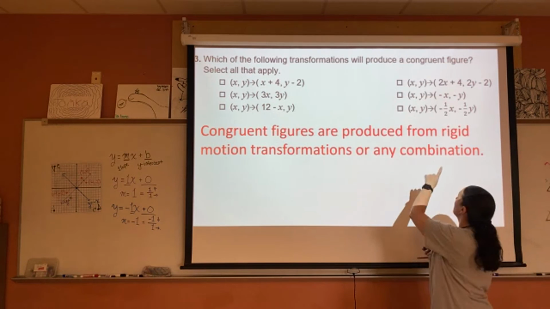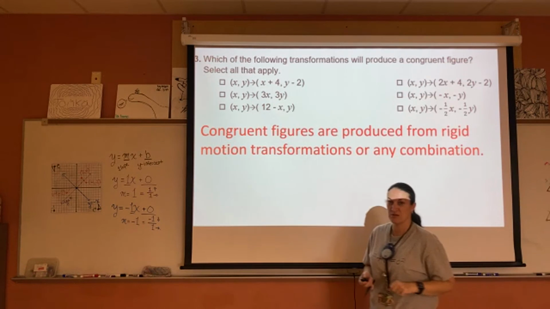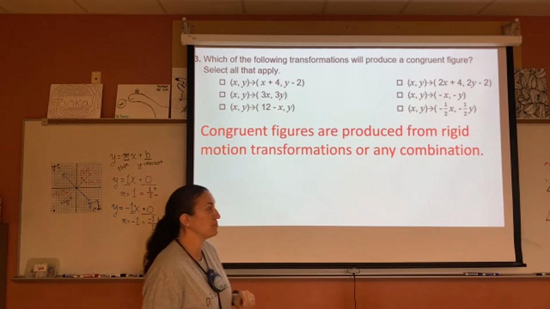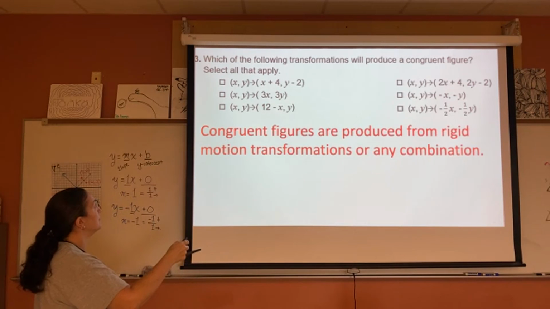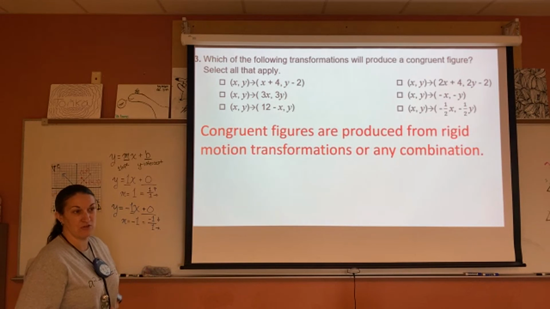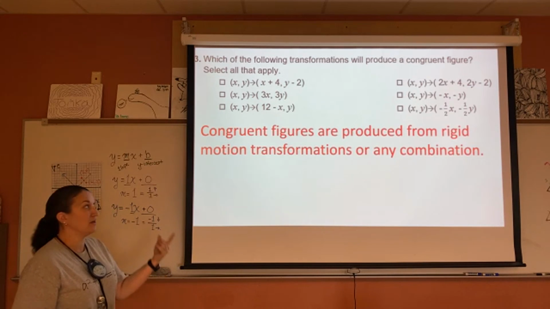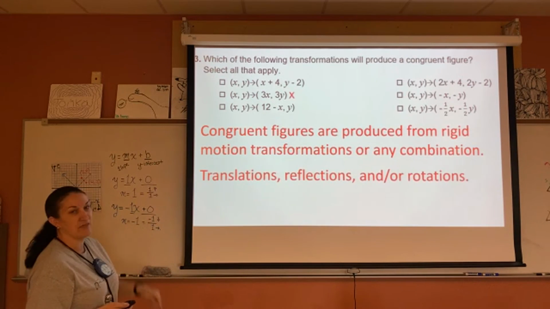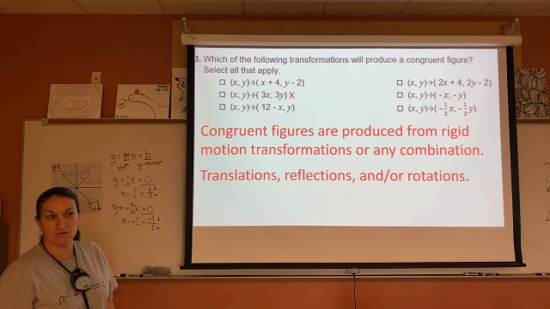Can you figure out any of these that include multiplication? So let's look at the first one. Does this one show multiplication? Nope. What about this one? 3x, 3y. That's multiplication. That means 3 times x, 3 times y. We don't want that one. There's 2 more that have multiplication.